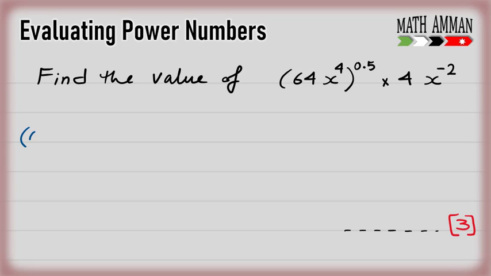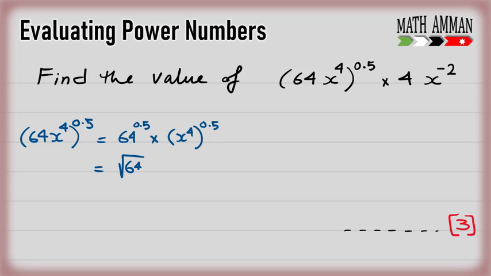First, we need to simplify the term (64x to the power 4) all raised to the power 0.5. The index 0.5 can be distributed to the multiplied terms inside the brackets, which gives 64 to the power 0.5 times (x to the power 4) all raised to the power 0.5. 64 to the power 0.5 is basically the square root of 64, which is 8. And (x to the power 4) all raised to the power 0.5 is x to the power 4 times 0.5, which is x to the power 2.